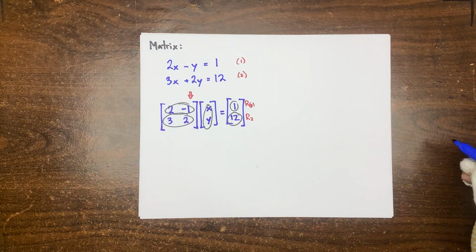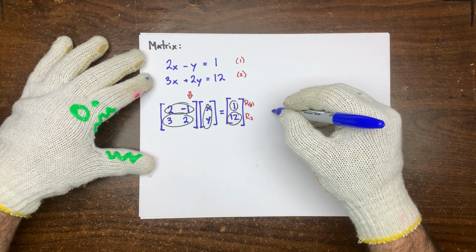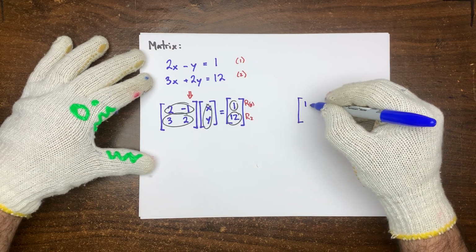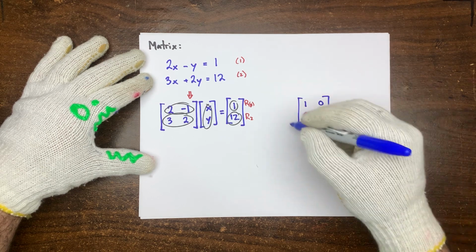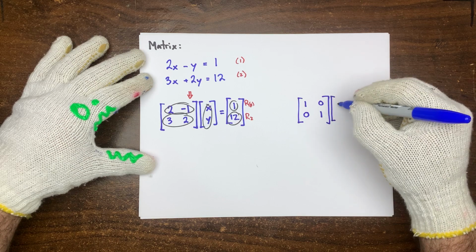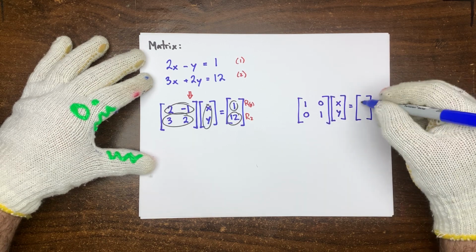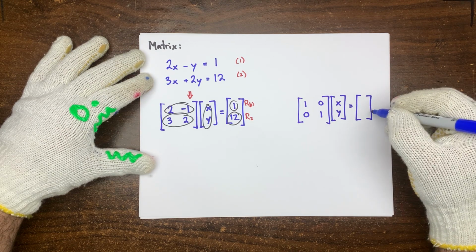When solving matrices, what we want to do is convert this matrix into an identity matrix, which looks like 1, 0, 0, 1. 1's on the diagonal, 0's everywhere else, multiplied still by x and y, that doesn't change, equals some numbers, 2 numbers. We don't know what they are yet.